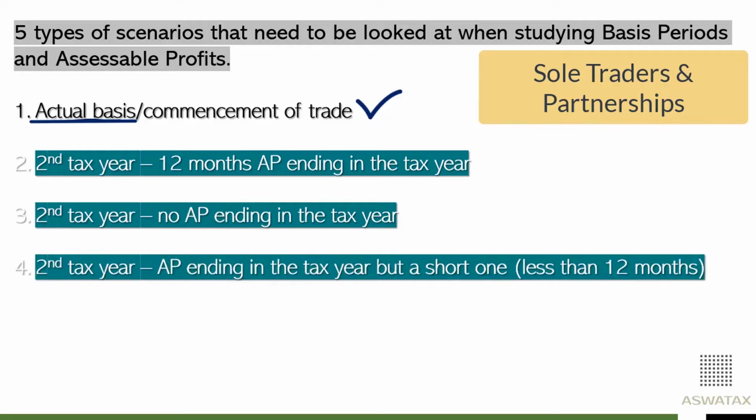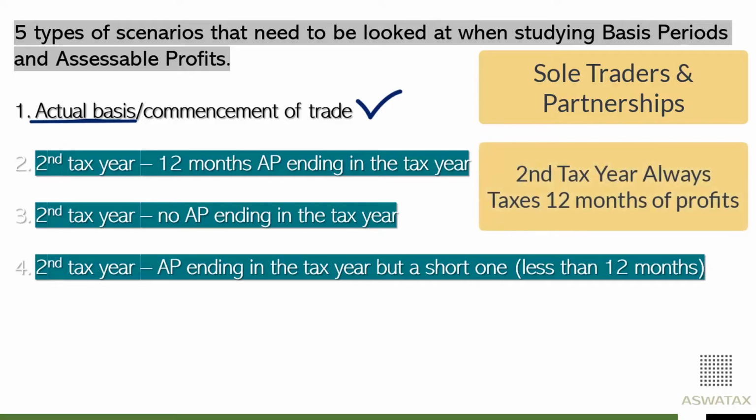Second, third, and fourth would be looking specifically at the second tax year. And the key rule here is the second tax year always taxes 12 months of profits. Can be losses as well. Always 12 months have to be looked at for the second tax year. So that's why you have the 3 scenarios. The first one being there is a 12 months accounting period ending in the second tax year.